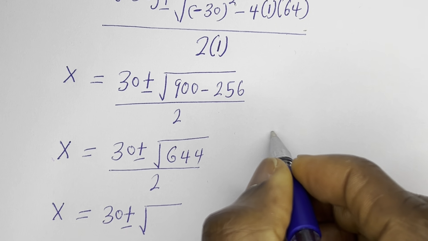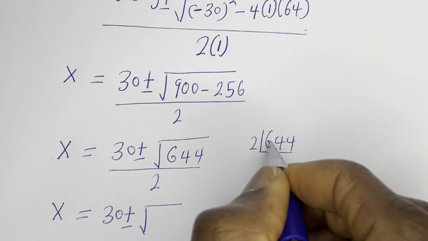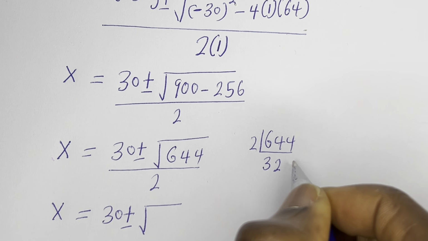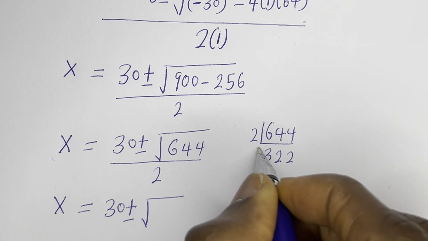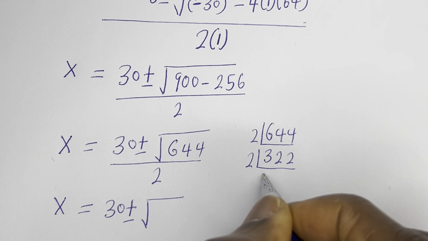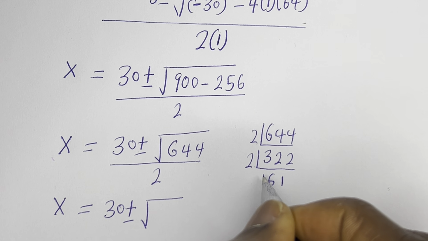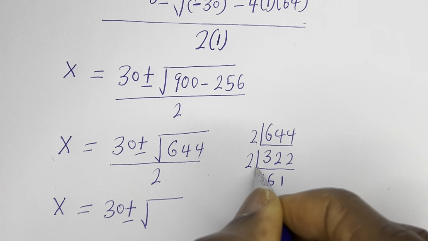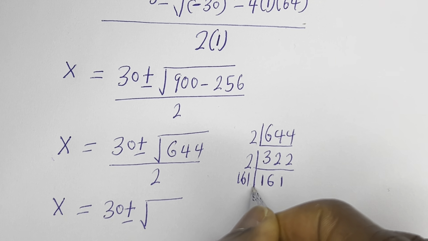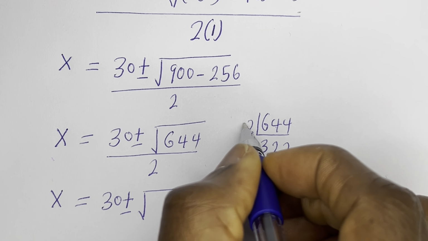We have 644. Then this is divisible by 2. 2 in 6, 3. 2 in 4, 2. 2 in 4, 2. So this is also divisible by 2. And this is 2 in 3, that is 1, remain 1. Here, 2 in 12, 6, and 2 in 2, 1. So here, nothing goes again. So we have 161, which is divisible by 1.